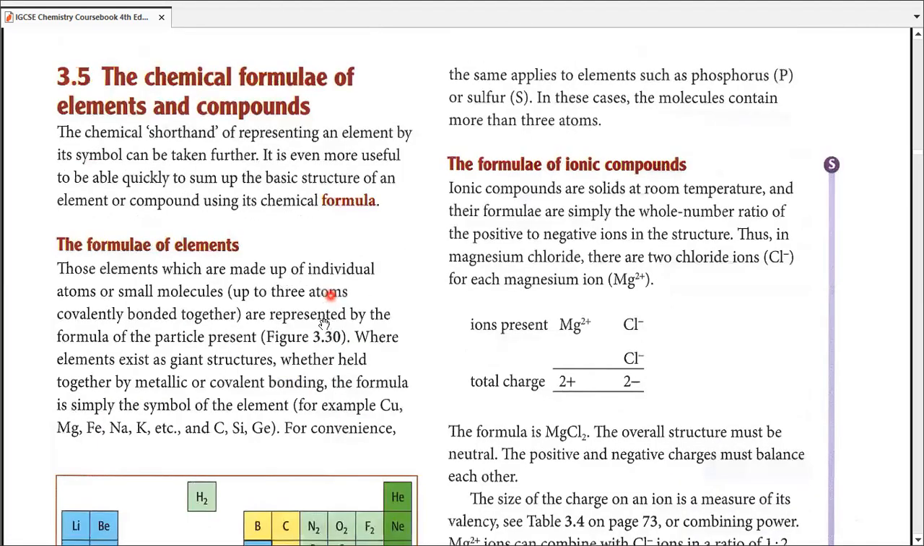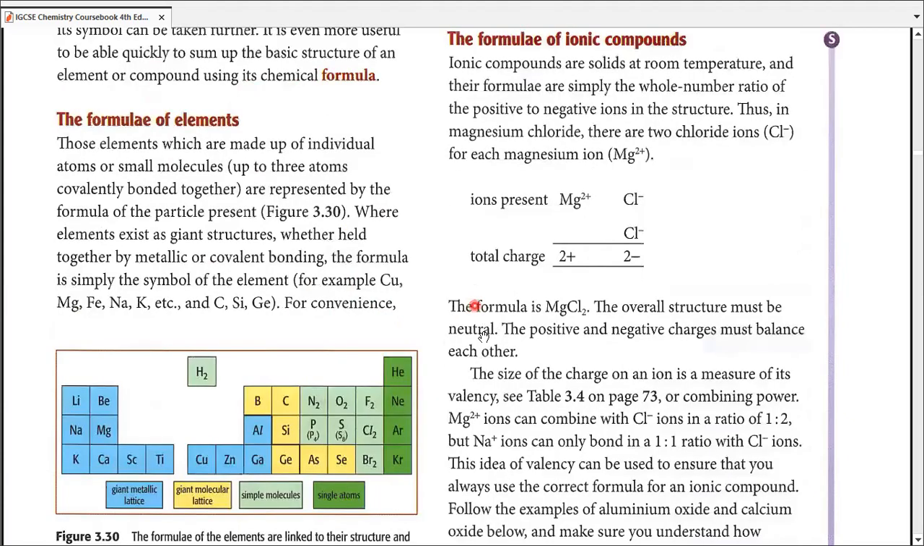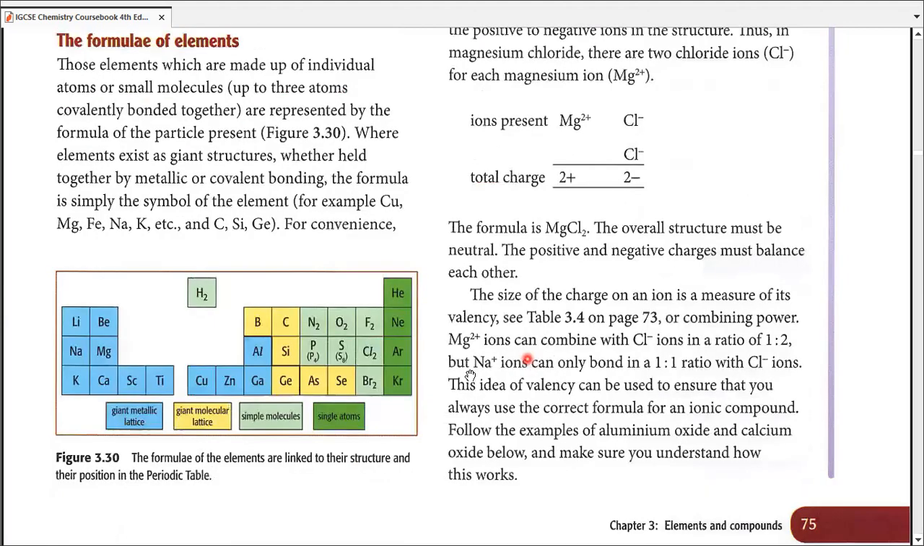Chemical formula of elements and compounds. Now, in case of understanding how to write the formula of ionic compounds or elements, we need to understand a few things. There are a couple of formulas on the next pages. I'm going to change them a little bit for a better idea. But to begin with, we are going to go with the formulae of elements.